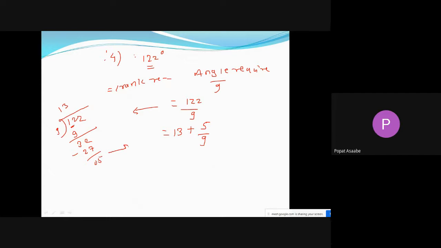Now see here, this point we have to write here. Then this 5 and this 9, in this fashion. Then please tell me, that 9 number is not available, right? So I'm going to multiply it by 2. 9 into 2. Again it will become 13 plus 10 divided by 18.